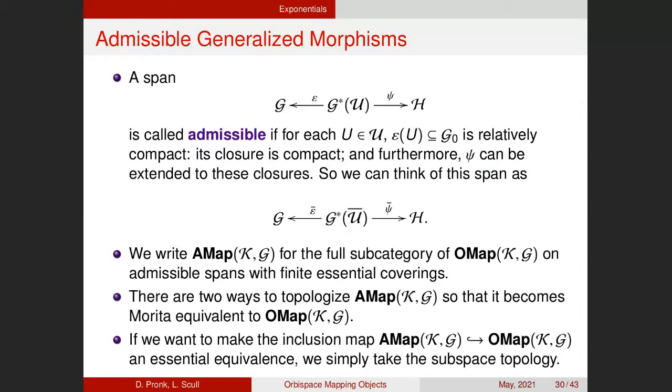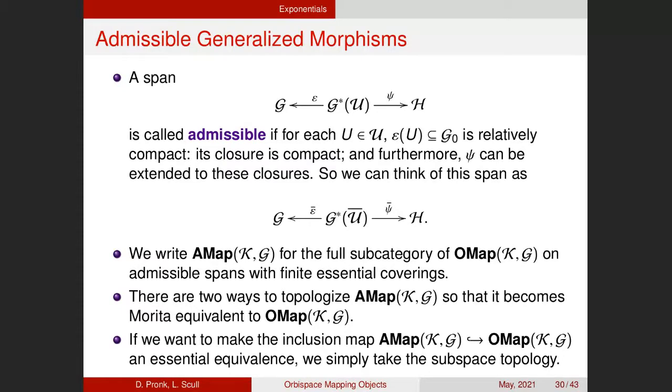So we will call a span admissible if the collection U is such that all the elements of U are relatively compact in G0, so their closures are compact. That's what Chen asked too, but Chen also asked that his covers be closed on the intersection. We don't have to do that. So we just need closure compact, and we require that the map psi going out can be extended to those closures, and then of course they are uniquely extended. So in some sense, we can think of our spans as being spans like this, spans that are defined on the closures.